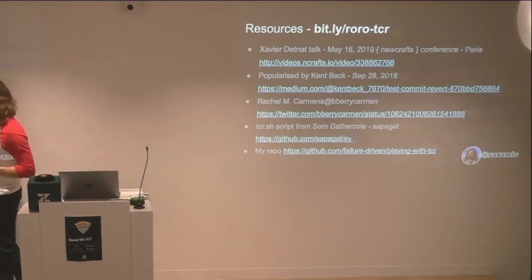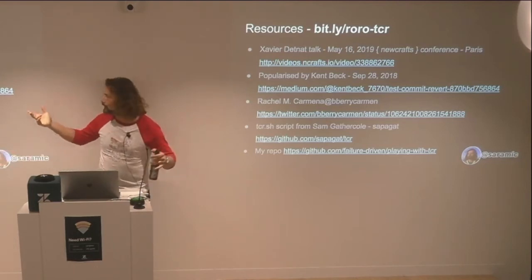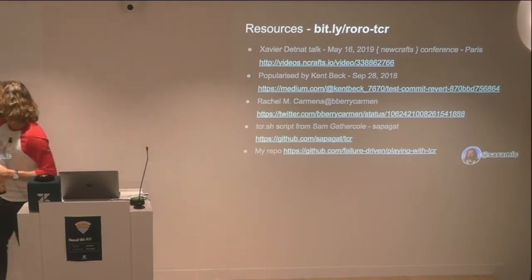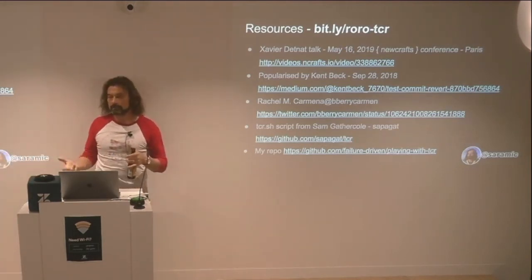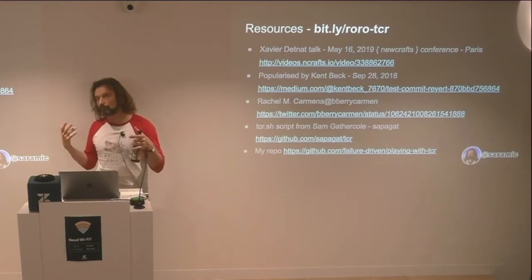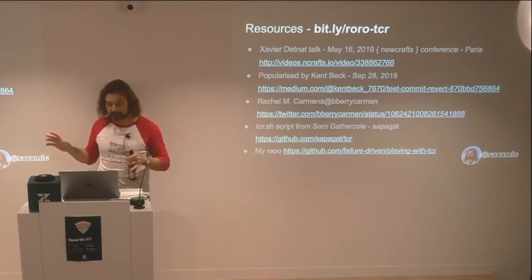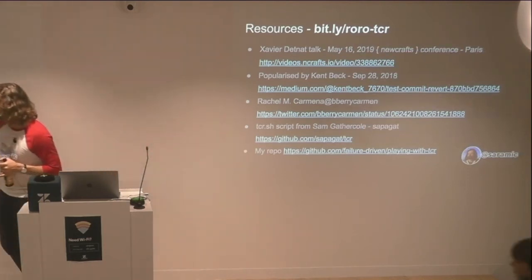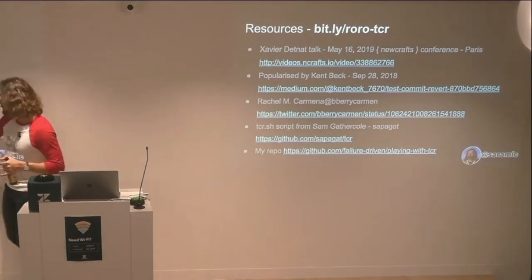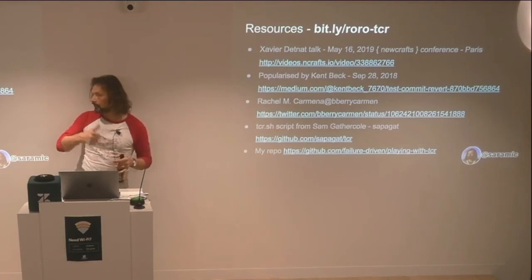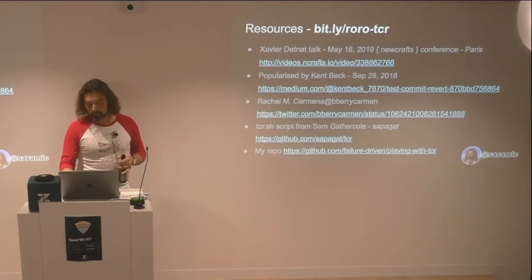Originally, the technique was popularized by Kent Beck. He wrote an article on Medium. Very short. It's like, just do it. There's some interesting Twitter stuff from Rachel, and a number of people have altered the idea of when you should test, commit, revert. Maybe you should first have a failing test that gets automatically committed, and then passed, and various things like that. The TCR script that I'm using is based on this guy here. My repo is here with all of this stuff, some React examples, some Ruby examples. So those resources are really worthwhile.